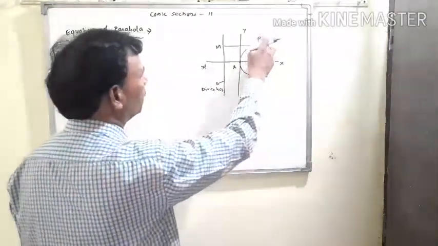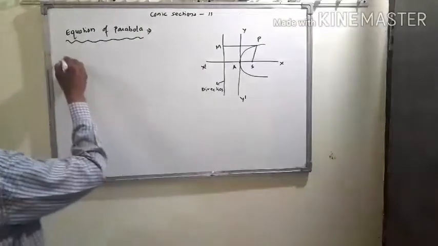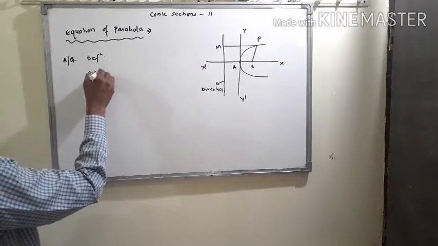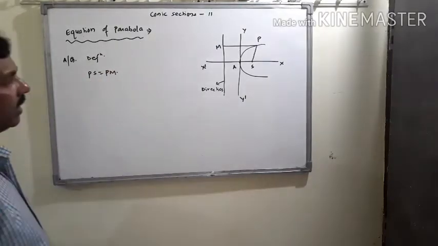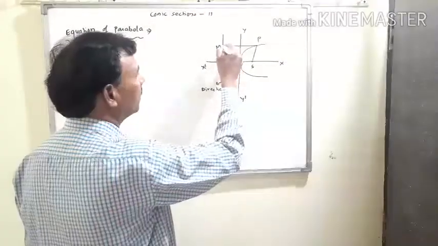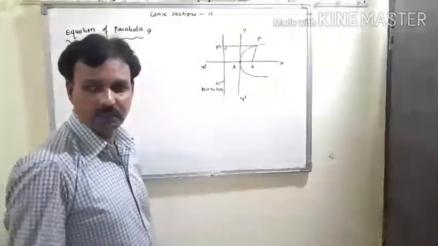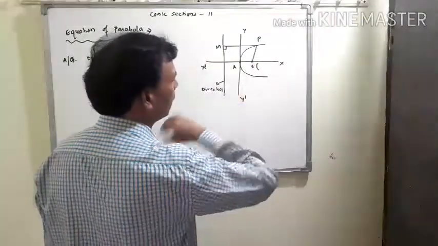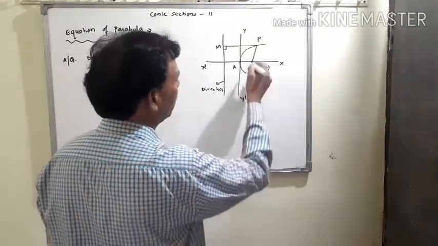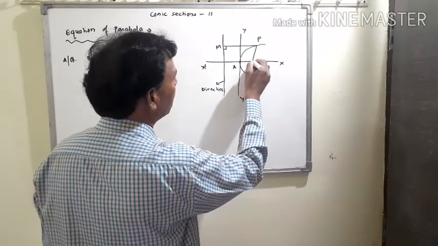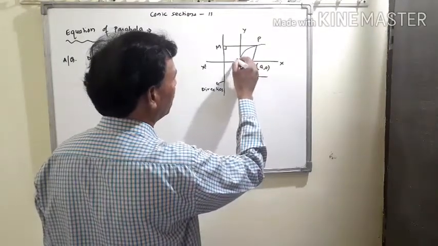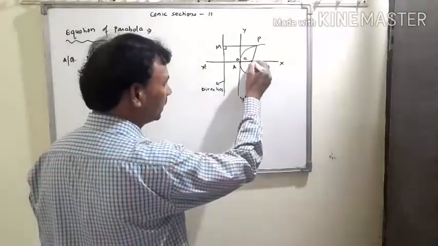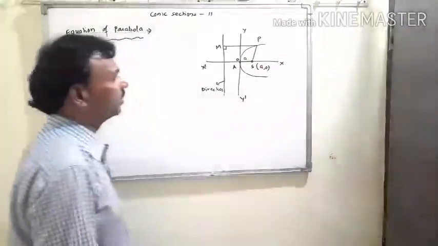According to the definition, PS equals PM, where PM is the perpendicular distance of P from this directrix line. If the coordinate of the focus is (a, 0), where a is the distance of this focus point from the origin, then since this point lies on the x-axis, the y coordinate will be 0.